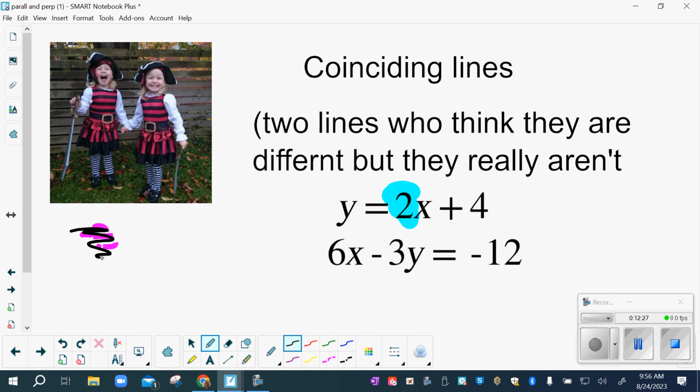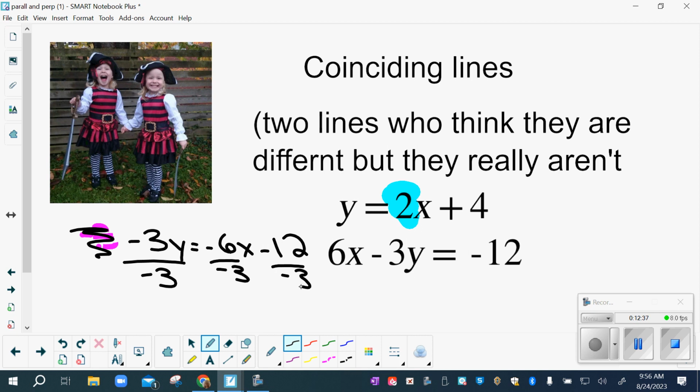I'm going to say negative 3y equals negative 6x minus 12. I divide by negative 3, divide by negative 3, divide by negative 3. And I'm getting pretty happy right here because I'm like, oh, Miss T, I'm done, they're parallel. No, they're schizophrenic weird people who have multiple personality disorder because they are truly the same line.